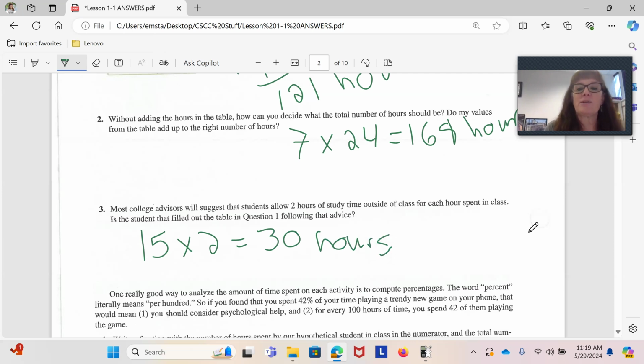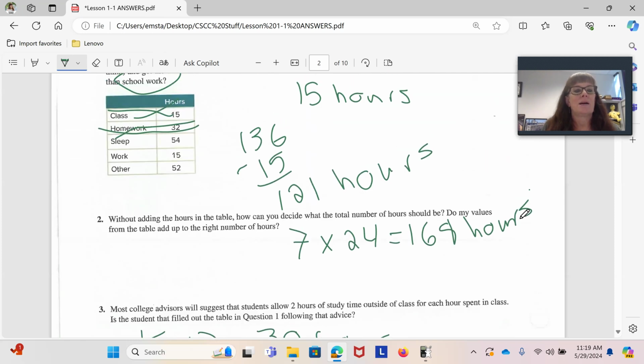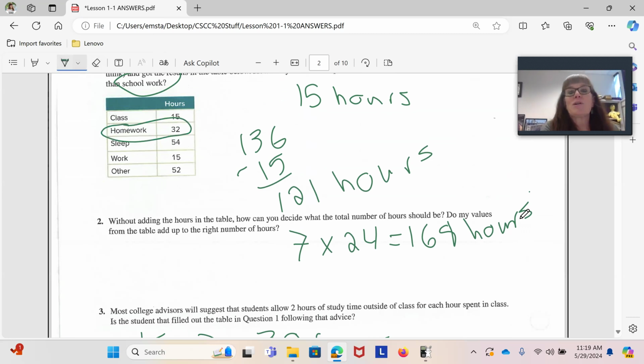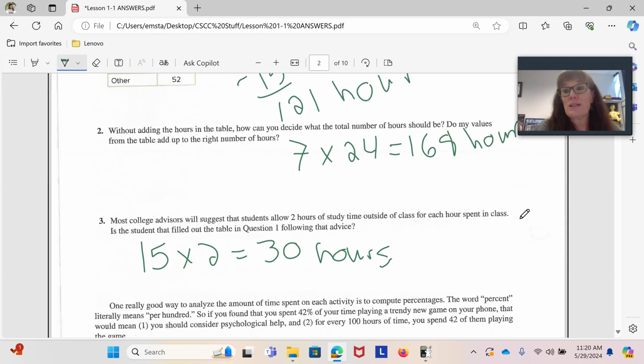Next, let's look back up at our table. Our students spent, let's get rid of what we had crossed off before. We don't need that crossed off anymore. Our students spent 32 hours doing homework. So our student is meeting the recommendation from their advisor. They're actually doing a little bit more.